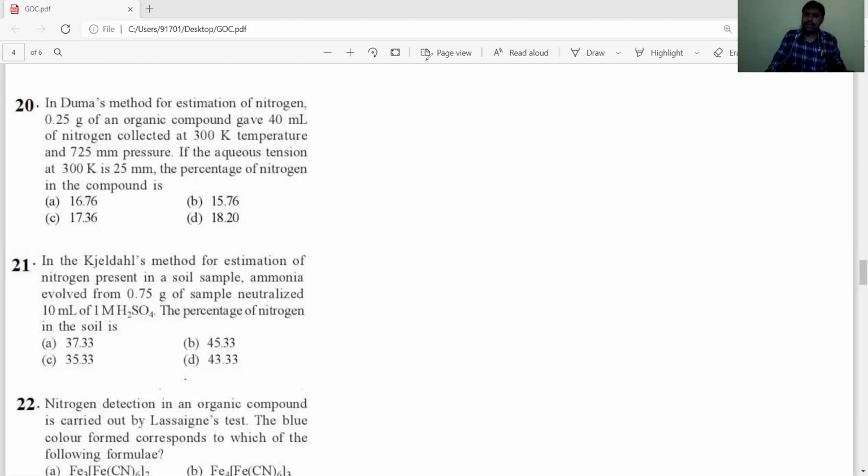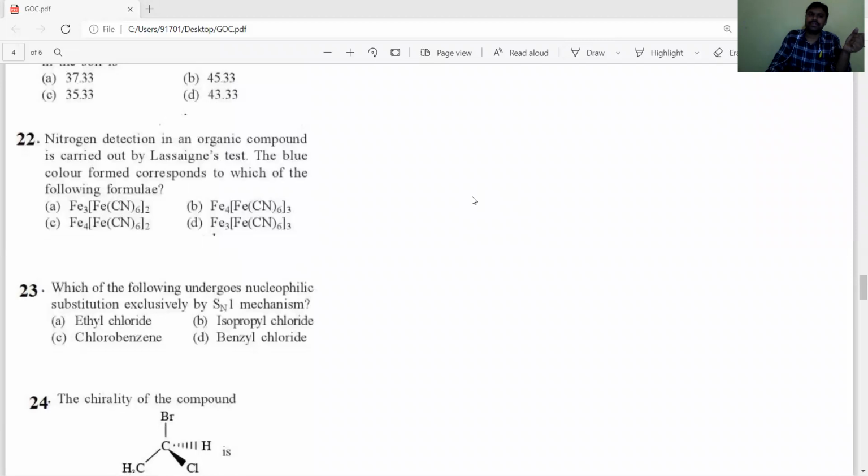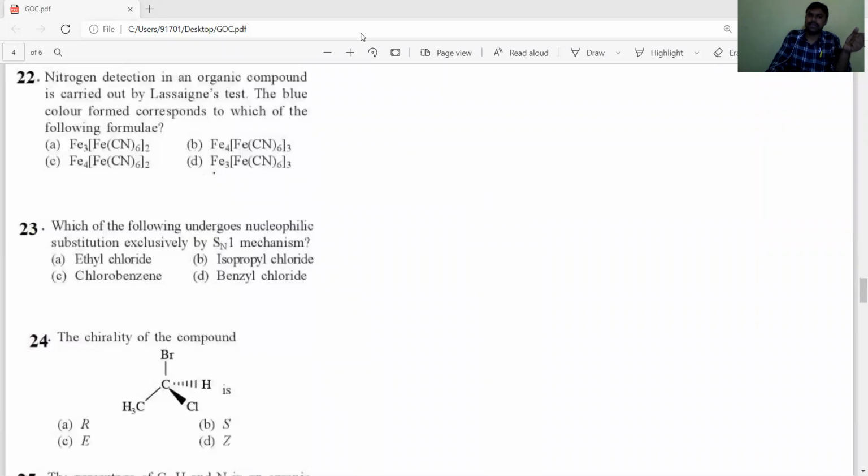One important test is there for the identification of elements like halogens, nitrogen and sulfur. Those elements we can identify by using Lassaigne's reagent. Okay, students, let's see this Lassaigne's reagent, or Lassaigne's test.